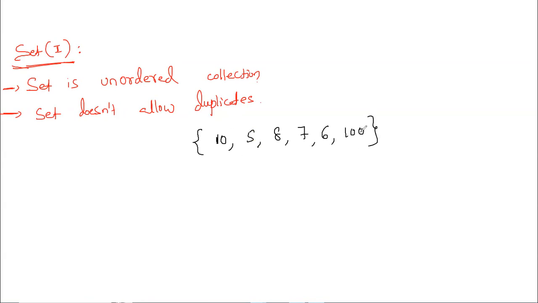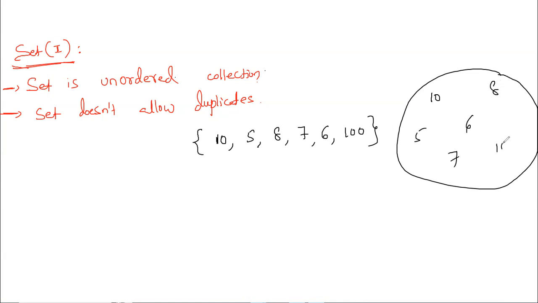If we try to store these values, is a set an ordered collection or an unordered collection? Set is an unordered collection. So in this collection or container, we cannot predict in which location each element will be stored, and there are no corresponding index numbers for these elements. For example, 10 somewhere, 5 somewhere, 8, 7, 600. These values will be stored at random locations.